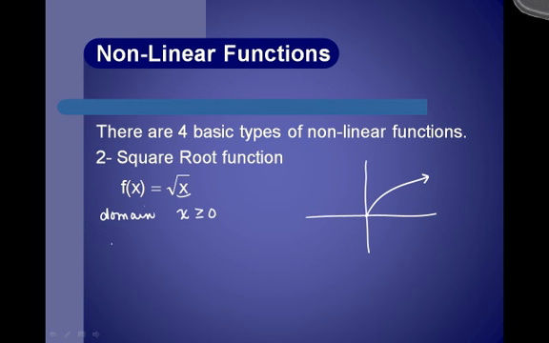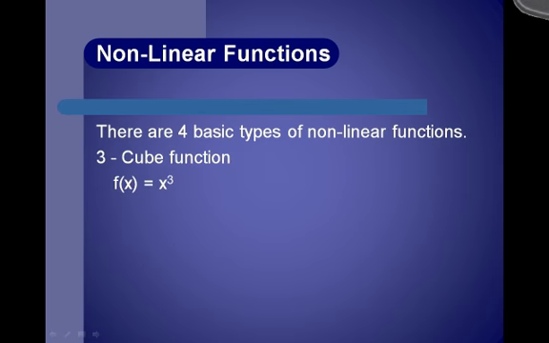Well, when you take the square root of a positive number, then the range, or the y values, is also going to be a positive number, including 0. So the range would be all y values greater than or equal to 0 as well.